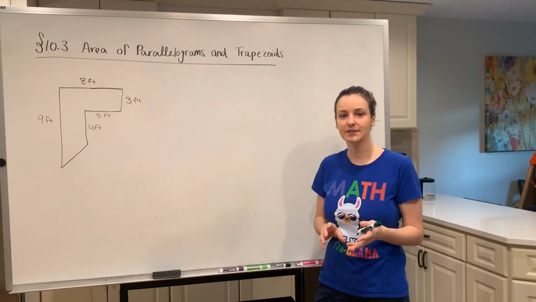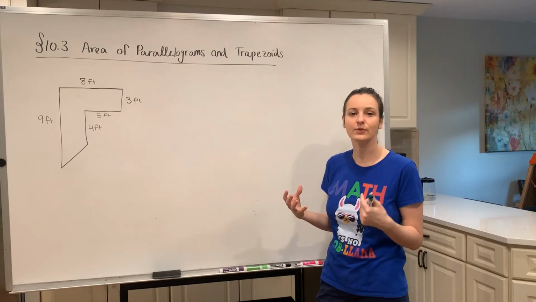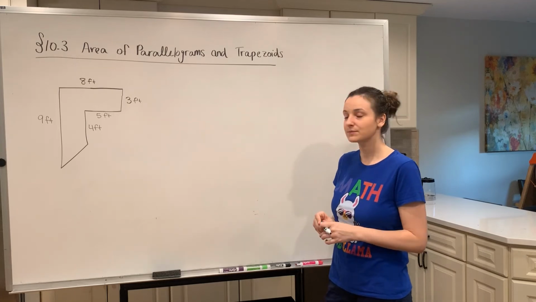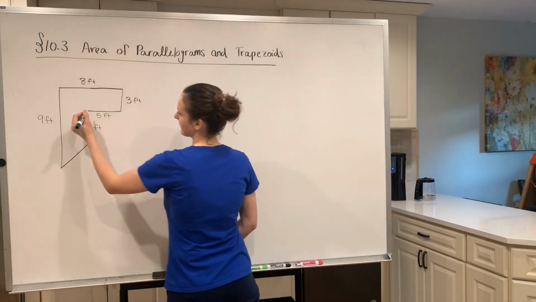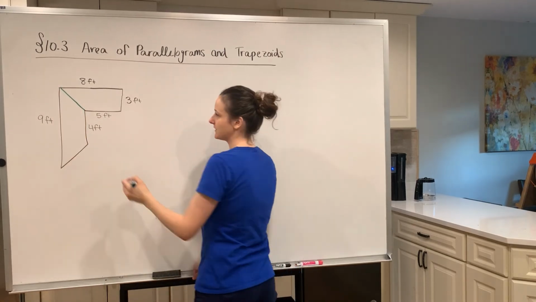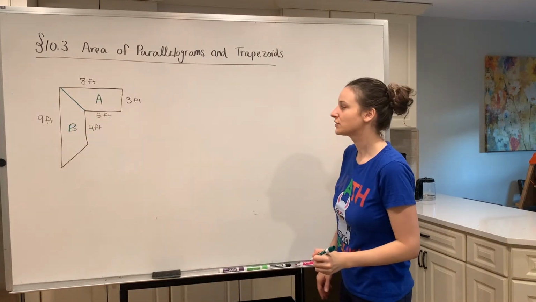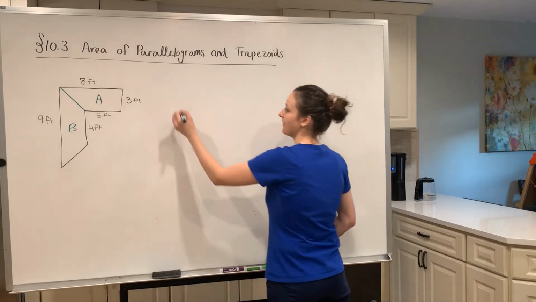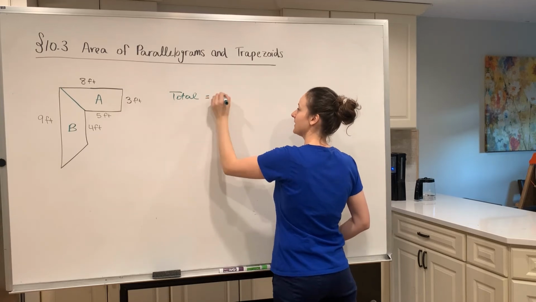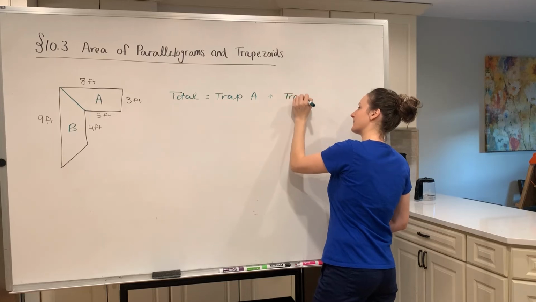So pause this video, see if you can find where we could decompose this composite figure into 2 or more figures that we do know the area of. There's multiple ways to do this, but I'm going to draw a line from this angle to here. And now I have decomposed this into two trapezoids, trapezoid A and trapezoid B. So if I want to find the total area of the desktop, then I just need to find the area of trapezoid A and trapezoid B and add them together. So trapezoid A plus trapezoid B.